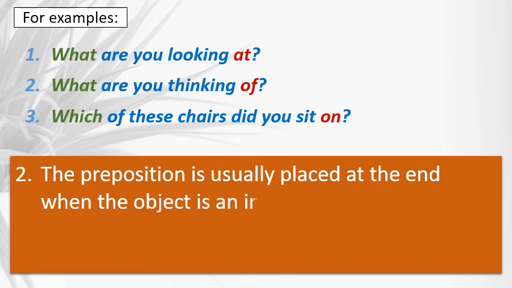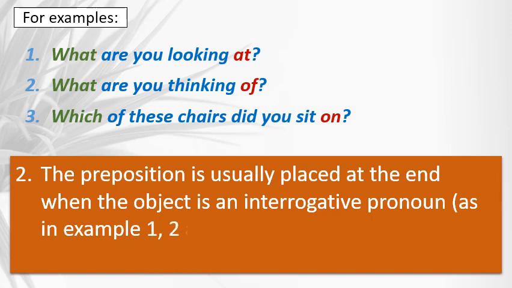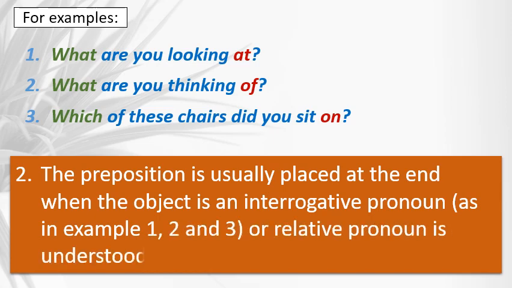Now let us see rule number 2. The preposition is usually placed at the end when the object is an interrogative pronoun, as in examples number 1, 2 and 3, or when the relative pronoun is understood, as in example number 4. So as you can see, in example number 4, the relative pronoun is whom. So here there is no need to write it because it is already understood.